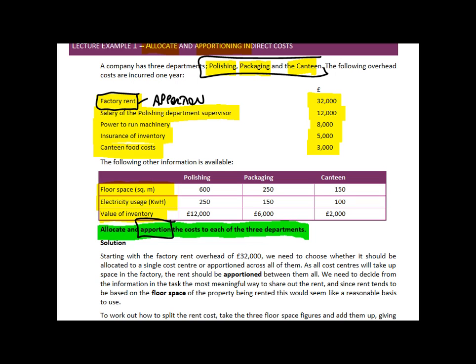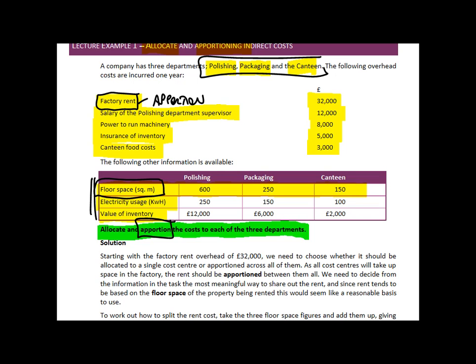If I'm going to apportion the overhead, I then need to decide what basis would be most appropriate. And this is why they give us this other information. Which would be most relevant to apportioning rent? Floor space figures, electricity usage, or the value of inventory? I think it'll be floor space because rent is generally charged on the basis of the square meters or the square feet that you rent, and therefore that might be a good way of splitting the rent charge between the departments. Now we're given the square meter figures for each of the three departments.